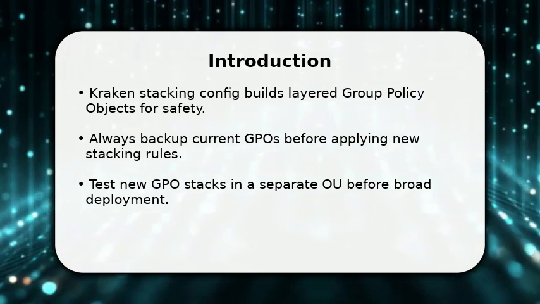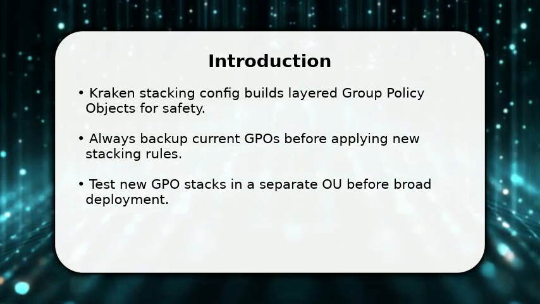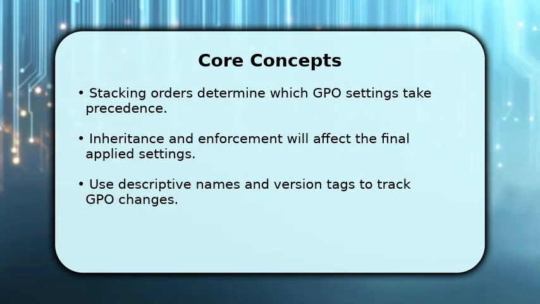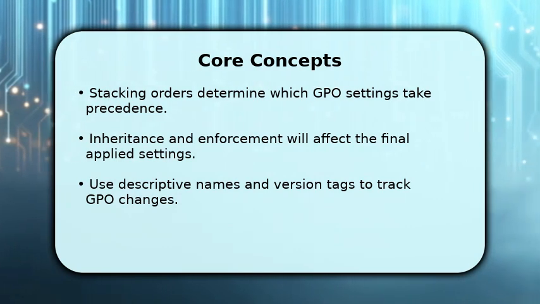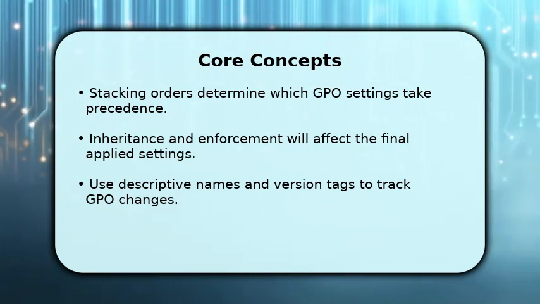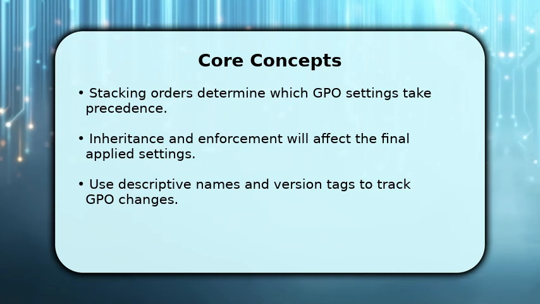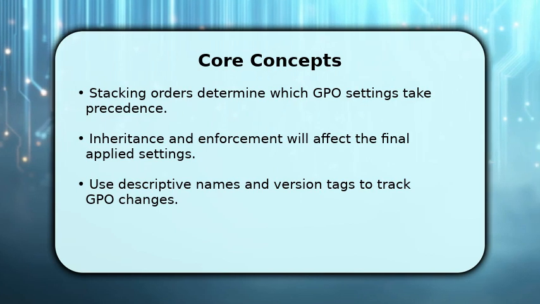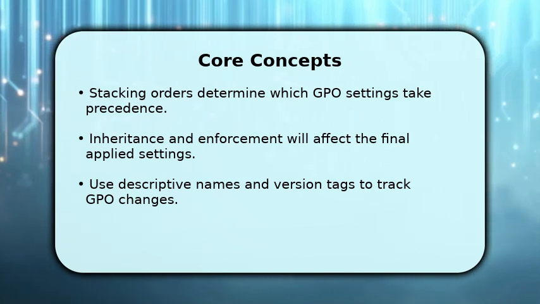Keep a rollback plan and document each change for troubleshooting and audits. Kraken stacking relies on clear precedents and predictable inheritance, so always map your OU structure first and decide which policies must win. Apply minimal privileges when editing and use version tags in names to simplify rollbacks and audits.